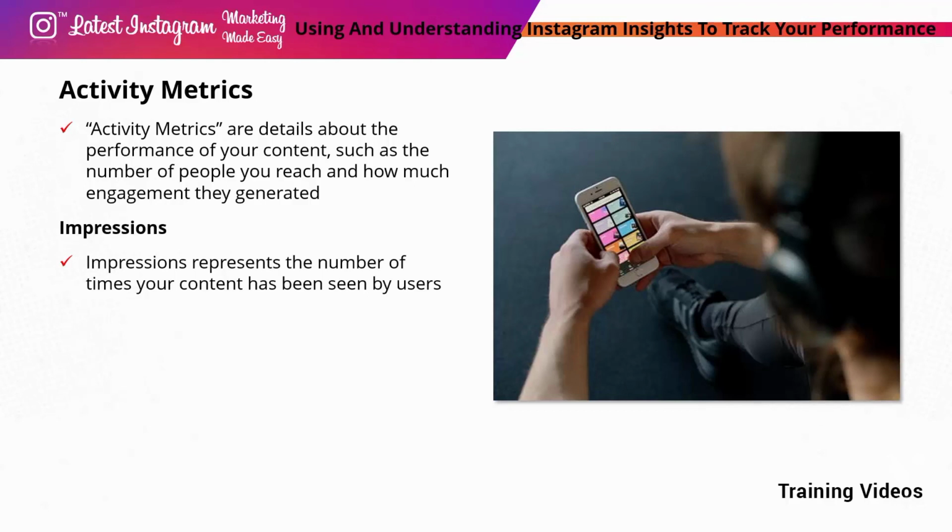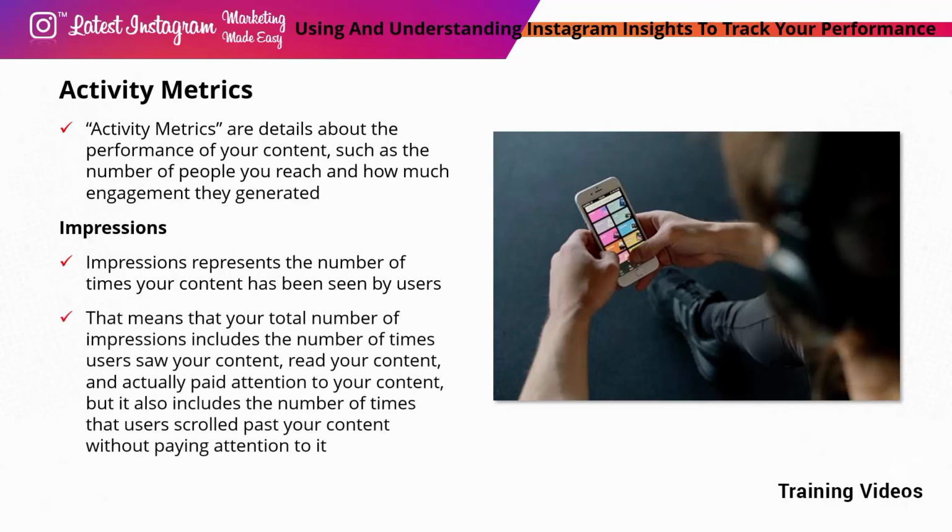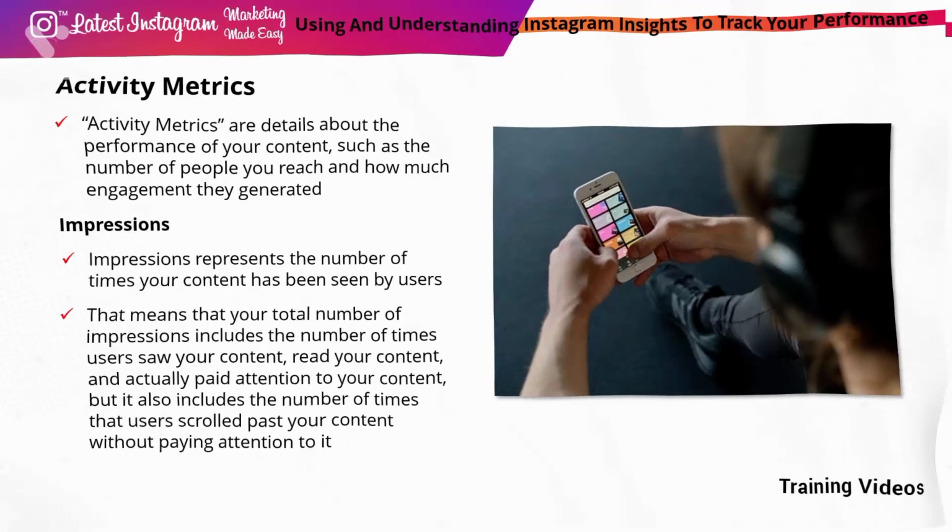This is a relevant metric because it includes all kinds of views. That means that your total number of impressions includes the number of times users saw your content, read your content, and actually paid attention to your content. But it also includes the number of times that users scrolled past your content without paying attention to it. It also includes the number of times that people visited your profile or that saw your content through a direct message. In other words, you can use this metric to determine how many times people have seen your profile and your content across all possible placements.